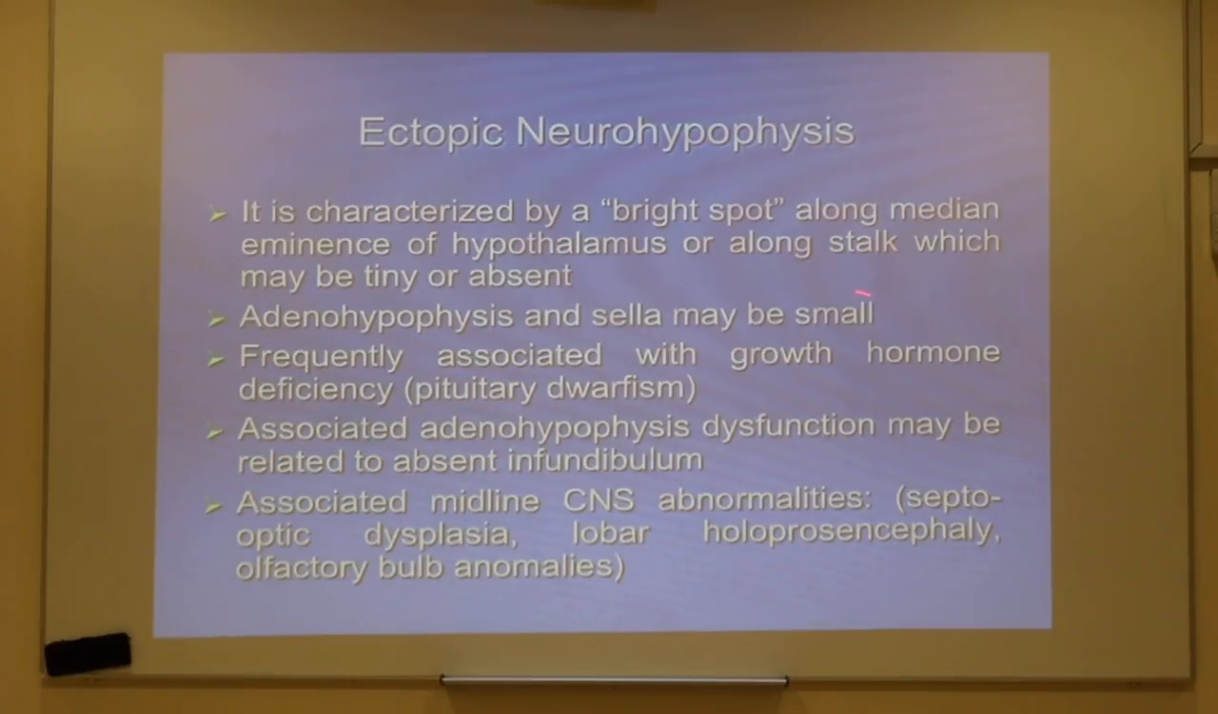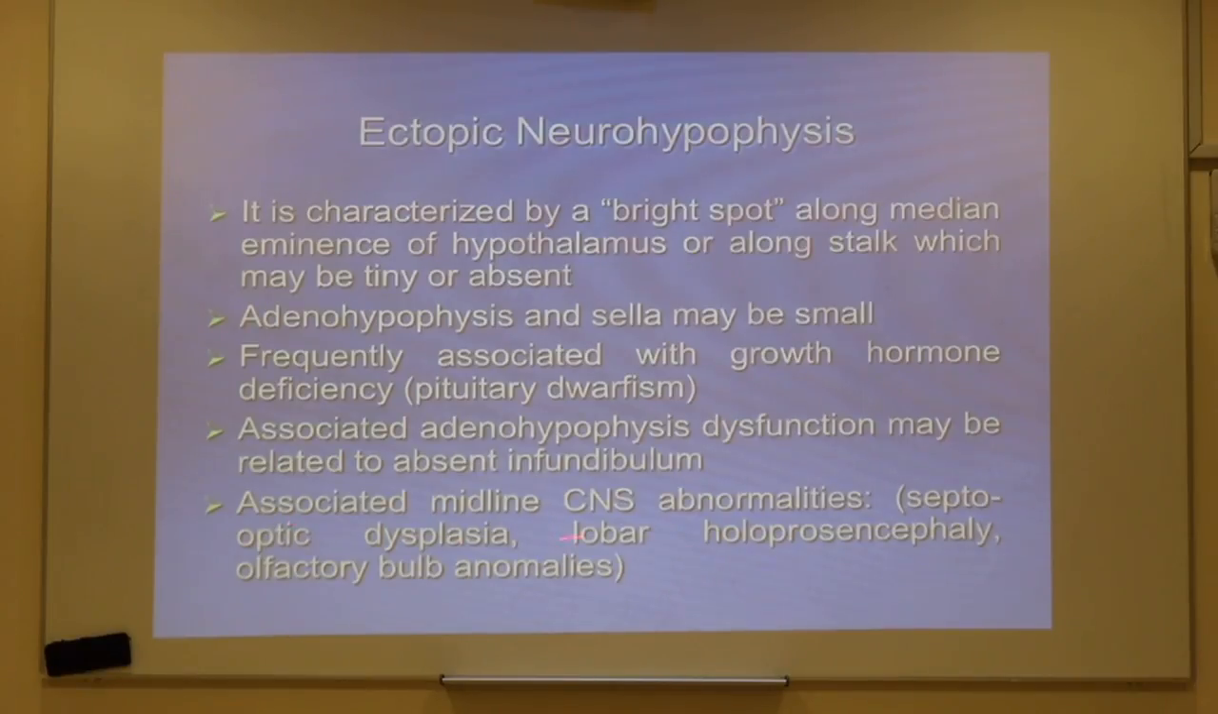The adenohypophysis and sella may be small with an abnormal or ectopic neurohypophysis, and it is also frequently associated with growth hormone deficiency. Although this is an ectopic neurohypophysis, it can also result in abnormalities usually associated with growth hormone deficiency and pituitary dwarfism.